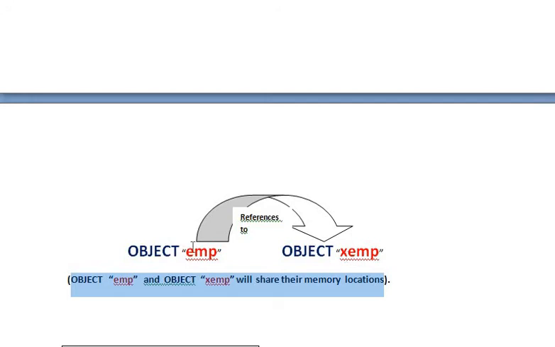So we can say that the object emp, when it references the object xemp, is actually pointing to its address. So both these objects emp and xemp are going to share the same address. In short, we can say that the object emp is an alias to the object xemp. So any change that is reflected in the object emp shall also be reflected in the object xemp.